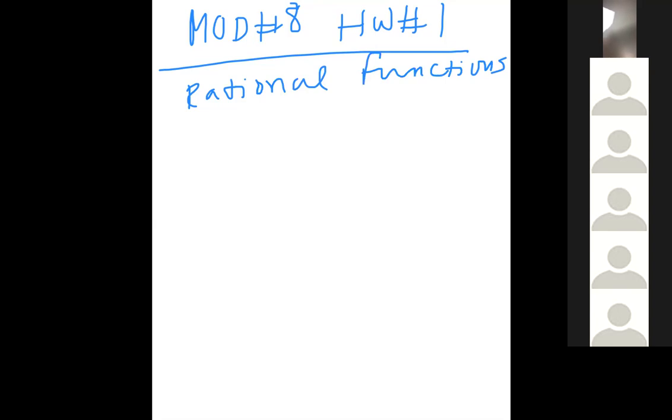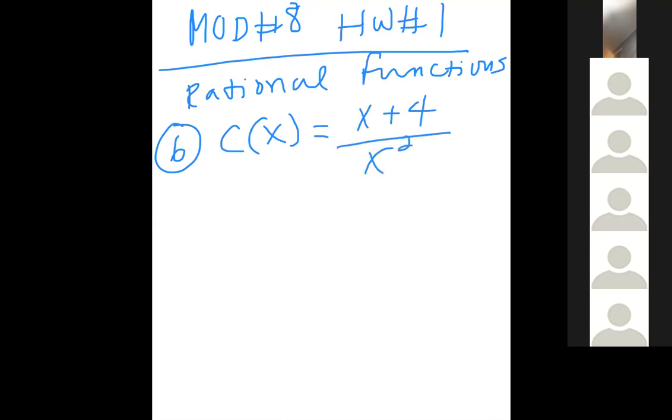All right, so let me go ahead and do this easy one right here. This one is problem number 6. It is C of x equals x plus 4 over x squared minus 9. And remember, guys, they will ask you to find the domain of the function. So they'll say the domain is all real numbers.